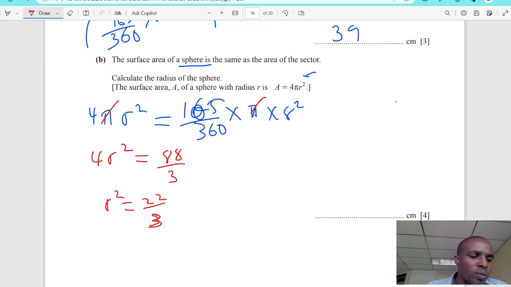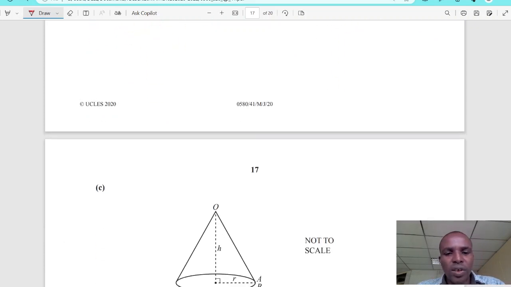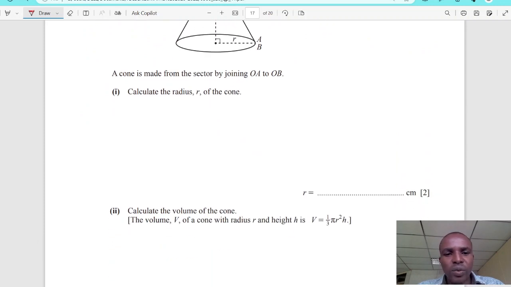The square root of this item, you get 2.71. Just like that, so we can say we are done. Then next, we still have this one.